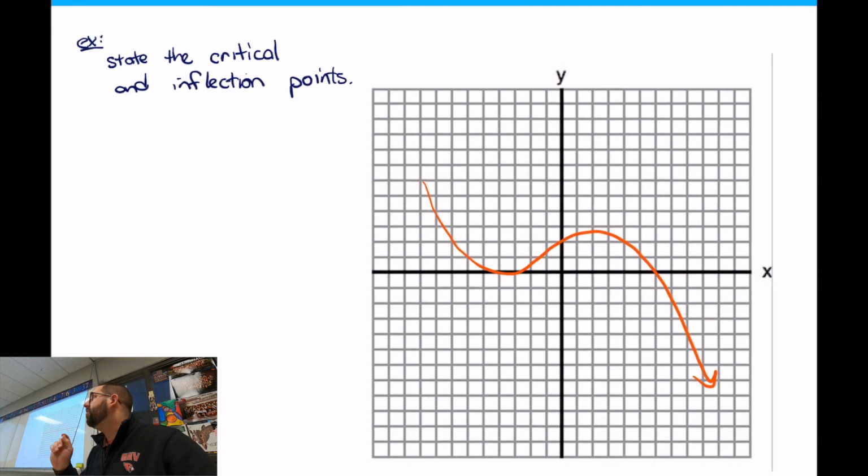Now this graph, what I'm providing you here, is the first derivative graph. Now I'm going to explain the difference here. This is not the original function. This is the derivative of the original function.